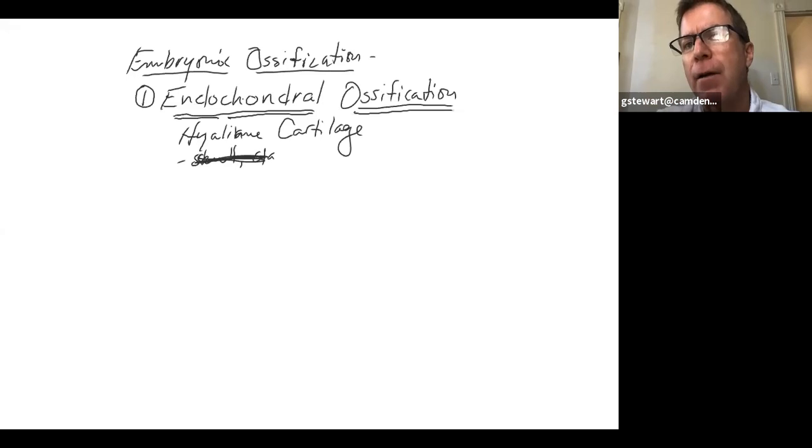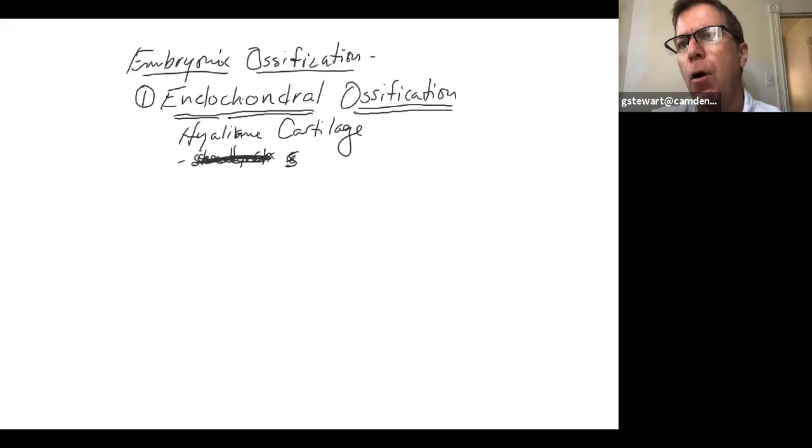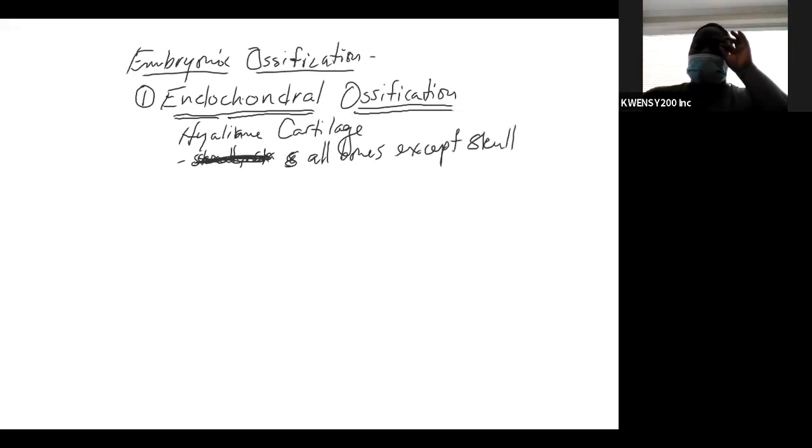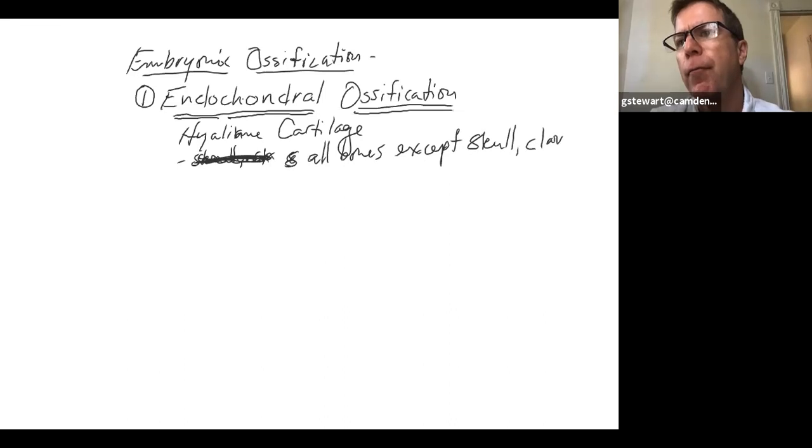I just gave a lecture down at Rowan, and their textbook goes in the opposite order. Their textbook gives the intramembranous ossification first. That's why I'm backwards here. So we have all bones except, I'm going to write skull, clavicles. And we just defined it as ossification occurring within a cartilage model.